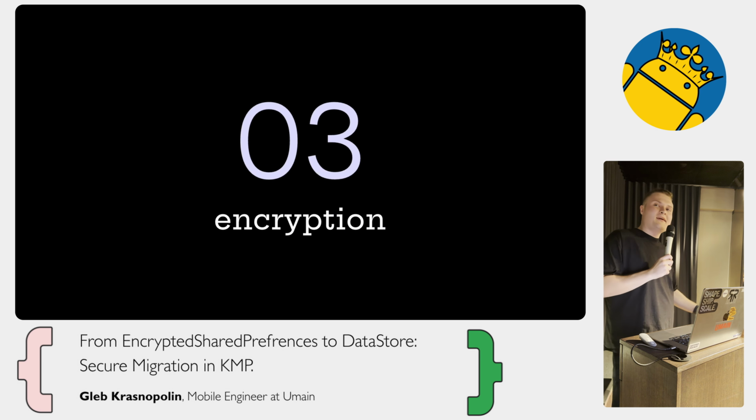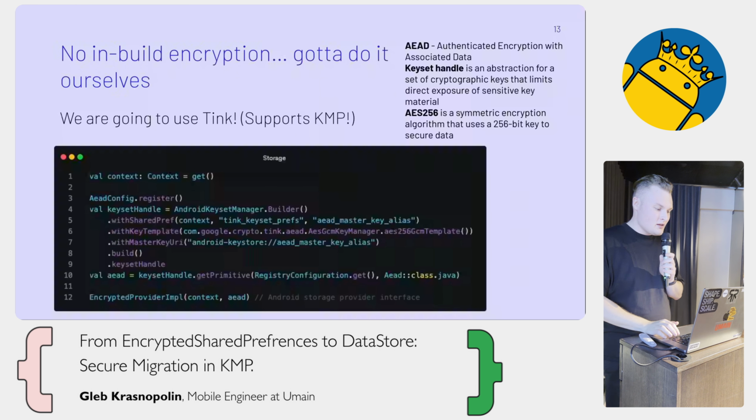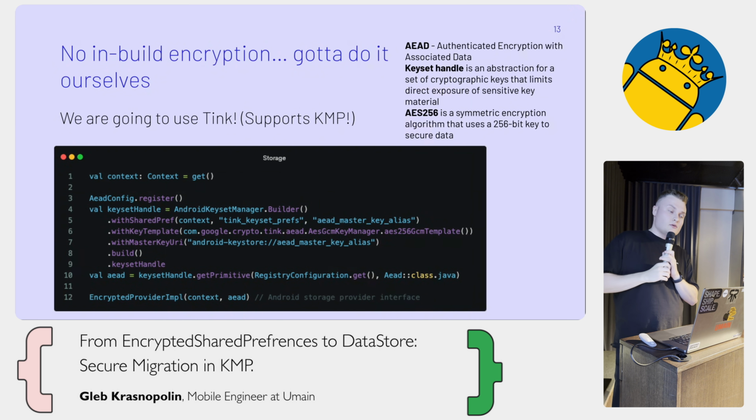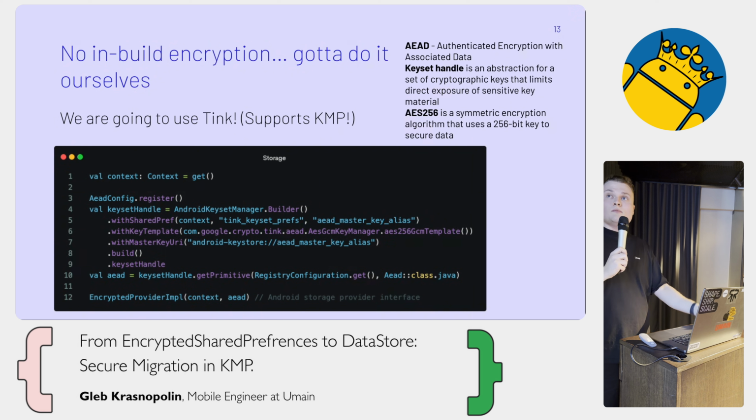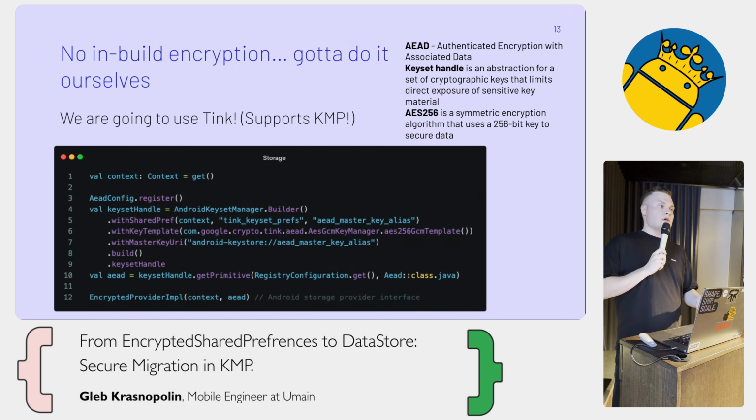So why encryption? It can be pretty obvious because, judging by the name of the presentation, we're switching from something that has encryption in the name to something that doesn't, and it's actually the case. DataStore doesn't have any encryption inbuilt. So we gotta build it ourselves in that case. And in this particular case, we're going to use Tink. That is a Google library for encryption. Why we're using it? First of all, it's a highly maintained Google library, and it's reliable, and it's been used for years already, and at the same time, it supports KMP, so we can use it.